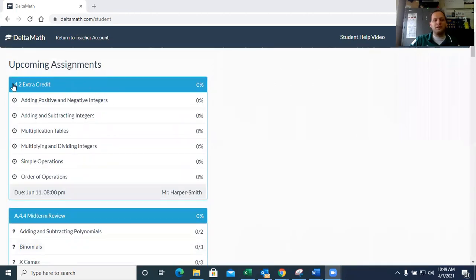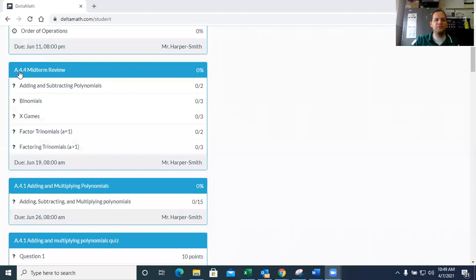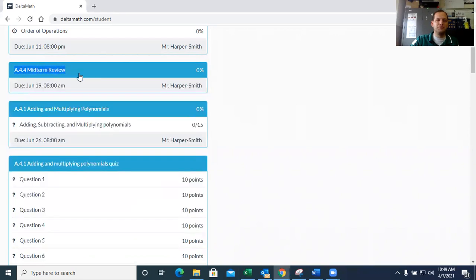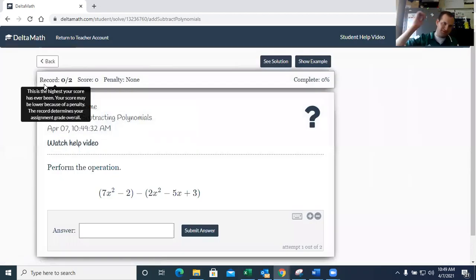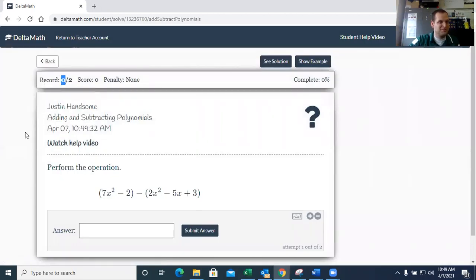Today, though, we're working on the 8.4.4 midterm review. Find this one, the 8.4.4 midterm review. These are the ones that we're going to be working on, adding and subtracting binomials. So let's do that one first. Now, if you notice, there's only 2 problems that we have to do. Ooh, that is nice of your teacher to do that.